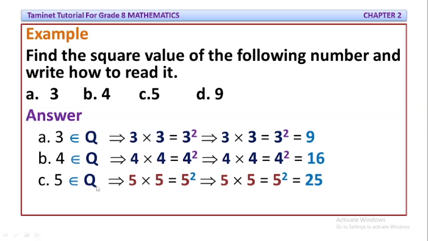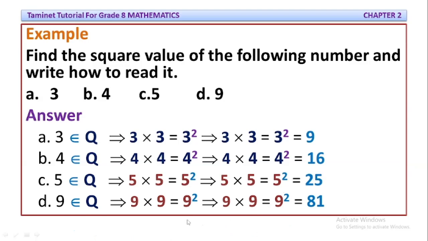See, 5 times itself. So we can get 25. So 25 is the value of the square of 5. 9 is the element of rational number. So if we multiply 9 by itself, we can get 9 square or square of 9. So finally we can get 81. So 81 is the square of 9. The value of the square of 9 is 81. So this is a way how to determine the square of a given number.